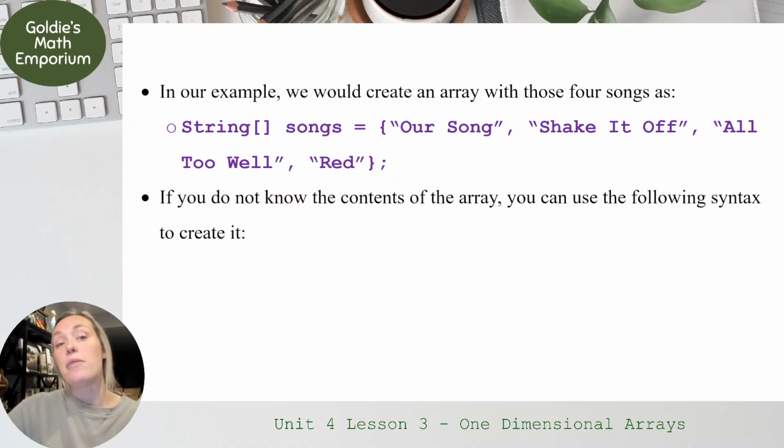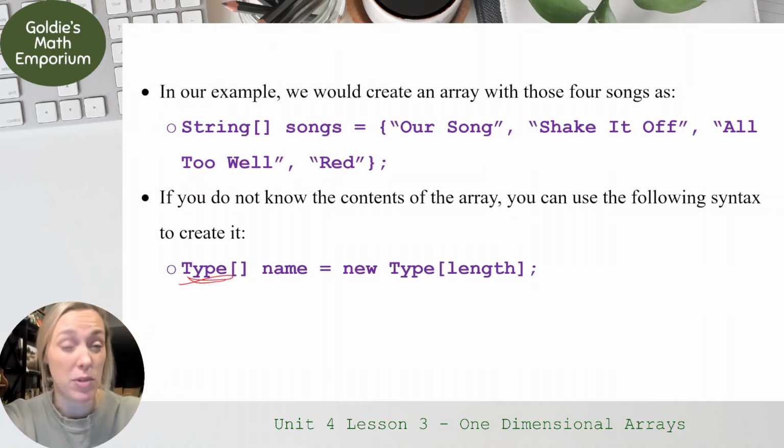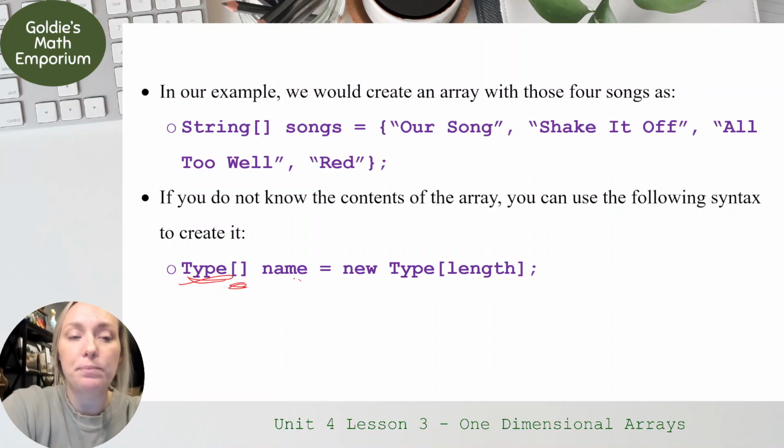The other side, if we don't know the contents of the array when we go to create it, we just know we want an array, we use the following syntax. So we still start off with the type. We have to know the type at least, even if we don't know exactly what it's going to hold. We have to know it's going to hold strings or it's going to hold integers. Open close bracket. We have to name it, and then we use this new operator.